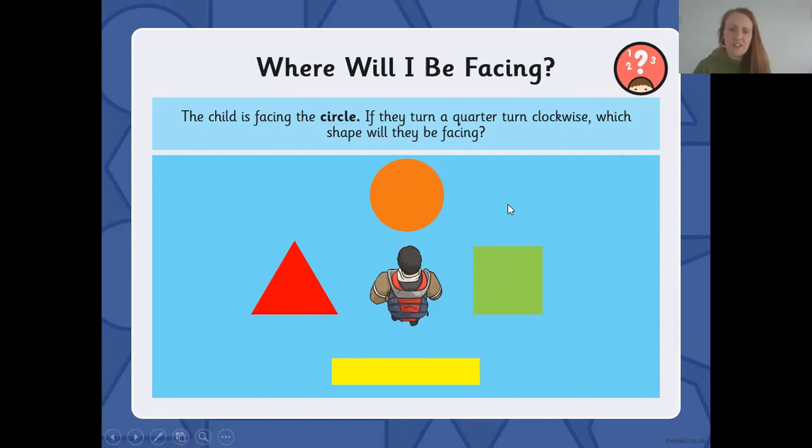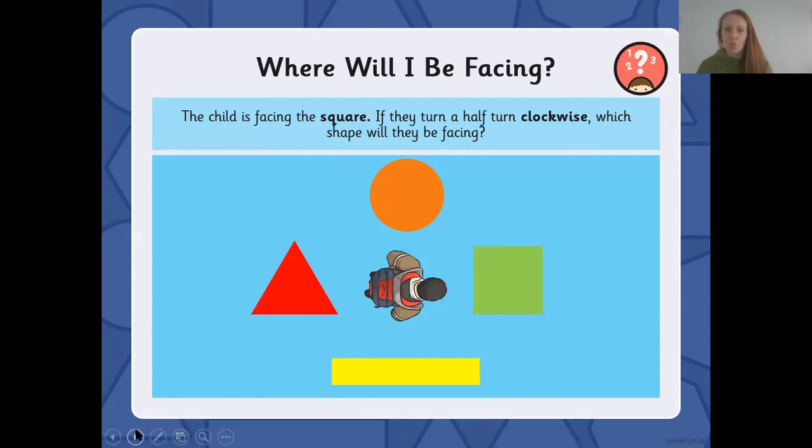So if he's facing the circle and he turns a quarter turn clockwise, remember the clock, quarter past, which shape will they be facing? If you said the square, well done. The child is facing the square now that he's turned 1/4 clockwise. Now, he's now facing the square, so we could say he's facing east. If we're thinking of a compass, north, south, east, west. And a good way to remember that is never eat shredded wheat.